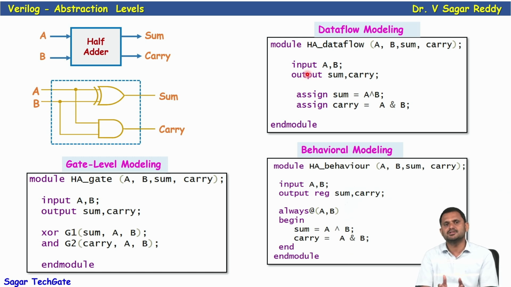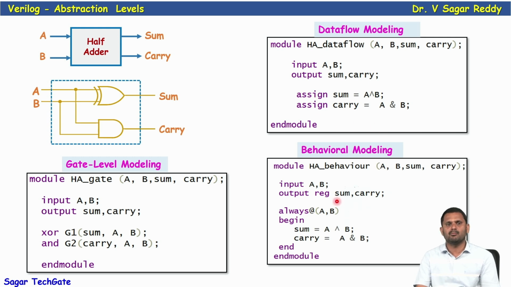How data moves from one variable to another, how data flows between the variables, we describe by using this continuous assign statement. So assign sum = A XOR B and assign carry = A and B. Just a simple Boolean expression, but we use a continuous assignment statement with the keyword assign. We'll discuss each abstraction level, like data flow, behavioral, and gate level, in detail in further videos.